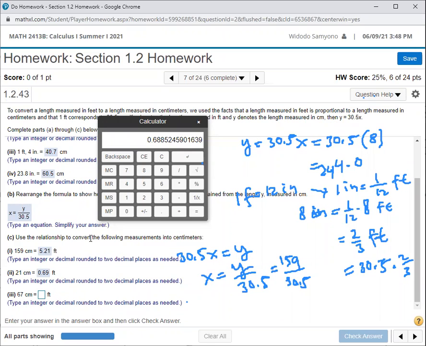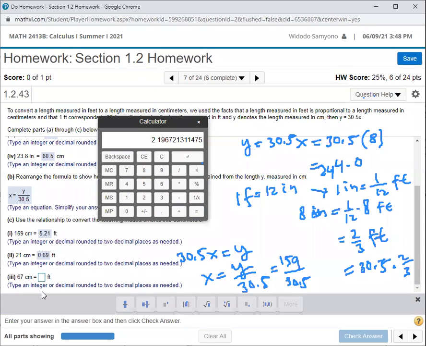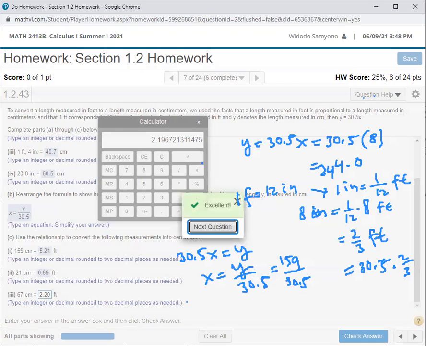So this simply 6.7 divided by 30.5. So the answer is 2.20, right? Because if you round up 19, it becomes 20, right? So 2.20. Okay. Yeah, so we can continue with the next question.